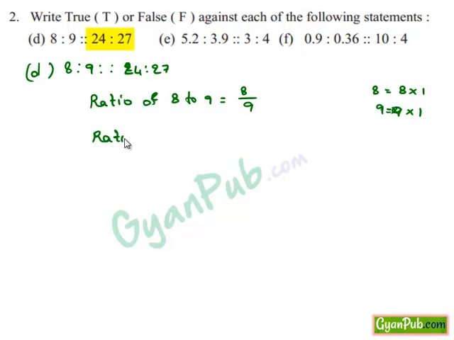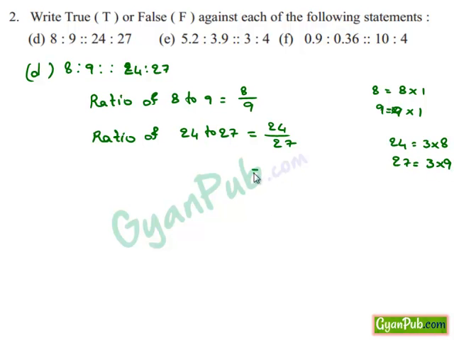Similarly, the ratio of 24 to 27 is equal to 24 upon 27, and 24 can be written as 3 times 8 and 27 can be written as 3 times 9. So by rewriting the given fraction, we get 3 times 8 upon 3 times 9. Here 3 in the numerator and 3 in the denominator gets cancelled, which gives the ratio of 24 to 27 as 8 upon 9.